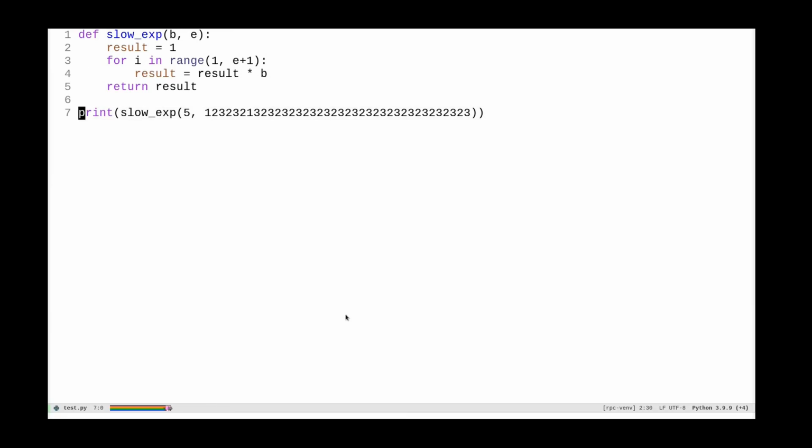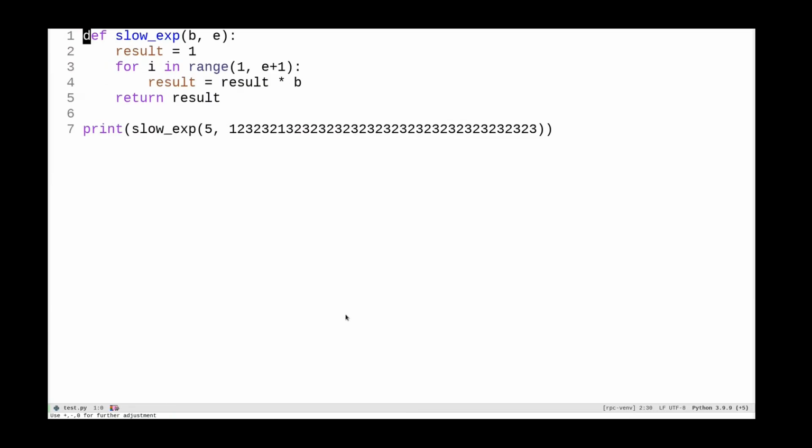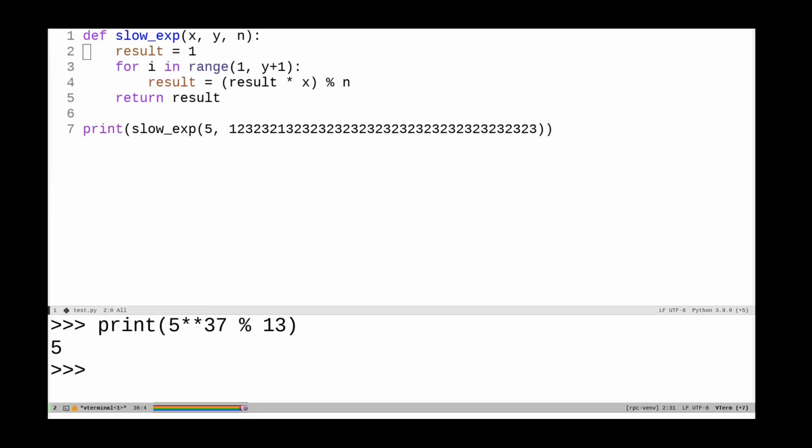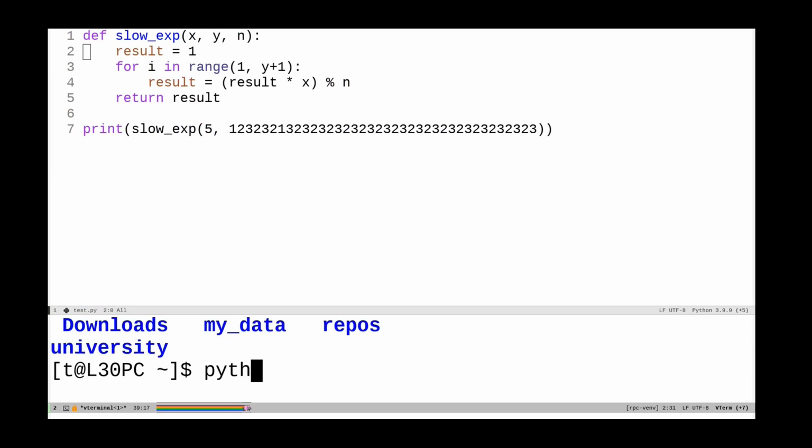We have to do this kind of computation. I guess here we could change this so exp is x and y. The base is x and the exponent is y, and then we introduce a modulo. So we do this operation and then we reduce modulo n. It's the same as before, but now after each multiplication, we are reducing modulo n.